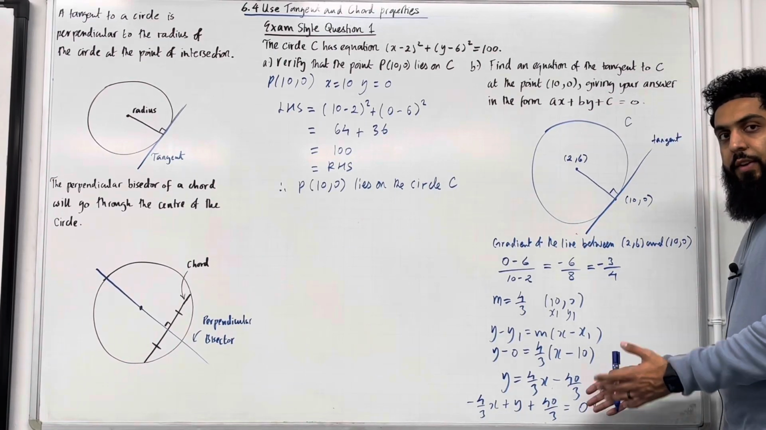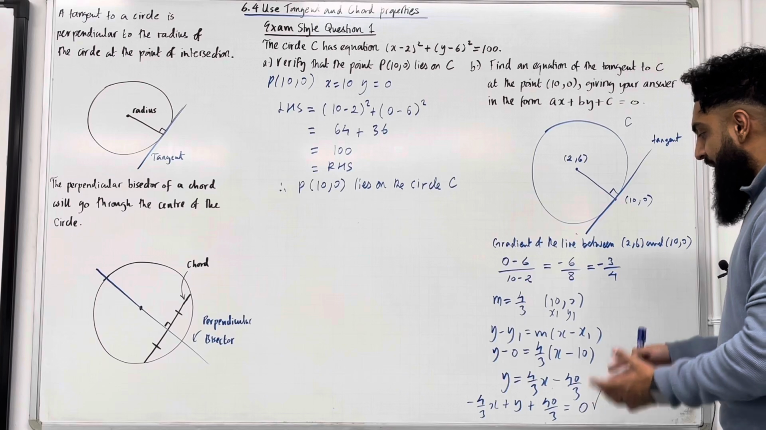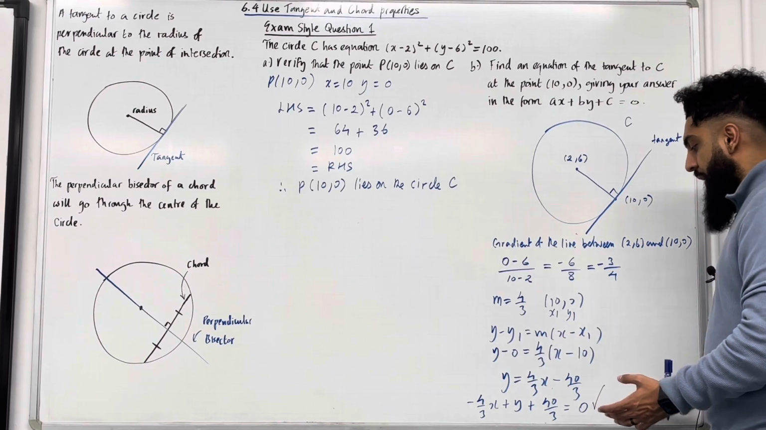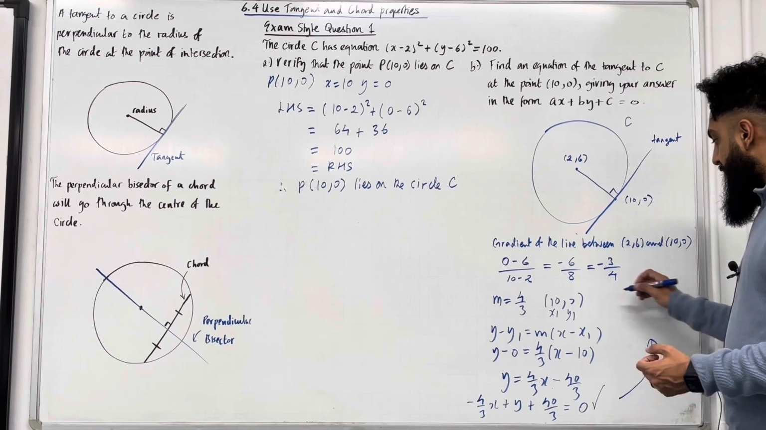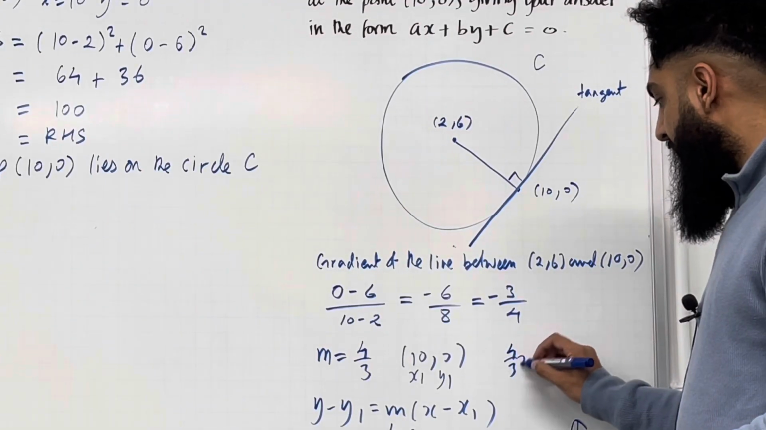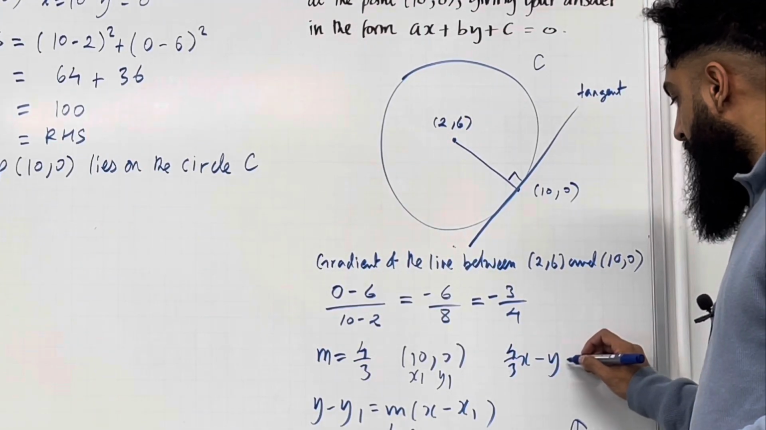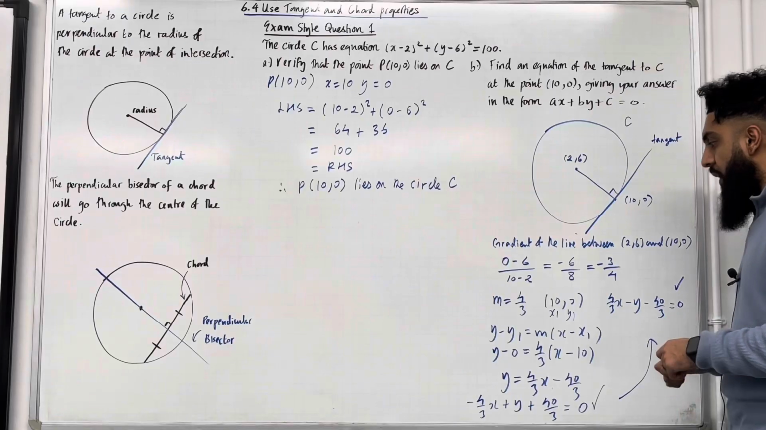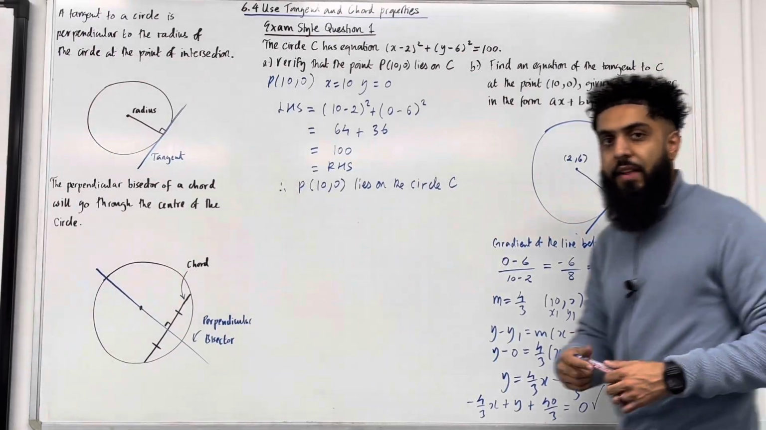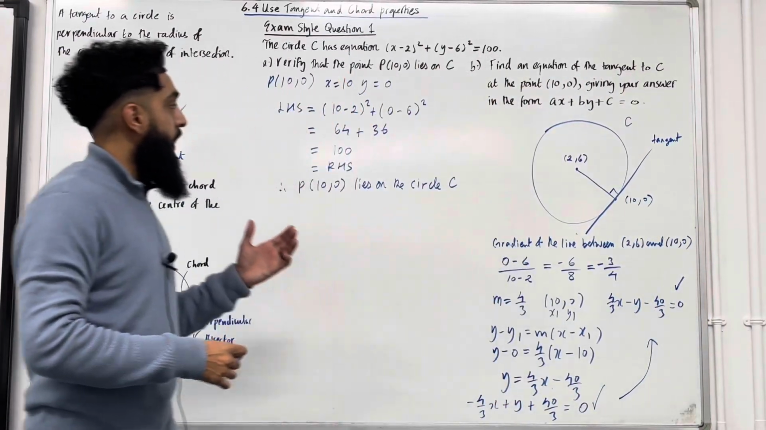Now, an equivalent answer would be achieved by taking everything to the right-hand side. So the equivalent answer would be 4 over 3 x minus y minus 40 over 3 equal to 0. Equivalent answer. So ladies and gents, that there completes exam style question 1.